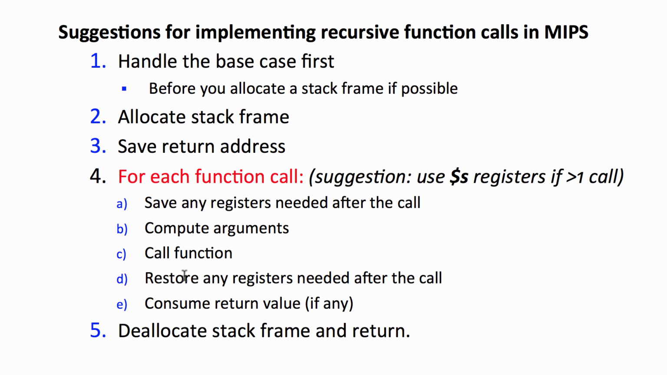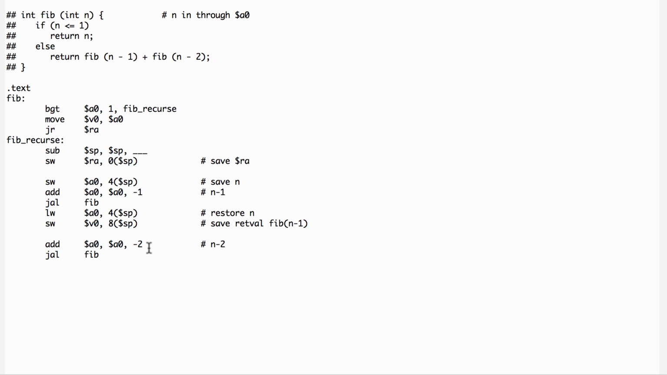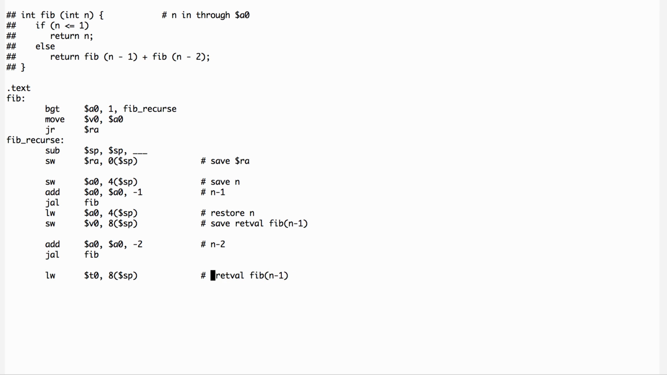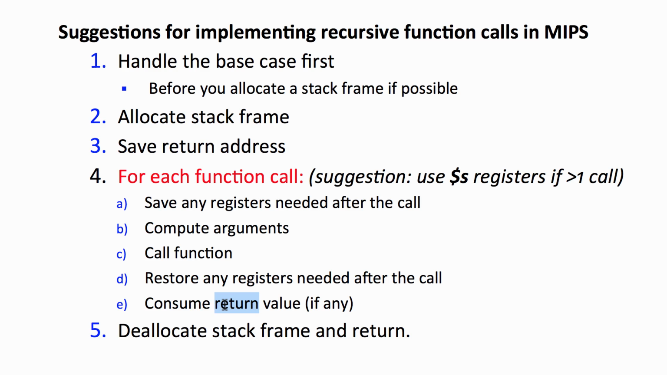We've called the function, now we need to restore any registers needed after the call. Well, we saved V0, so we want to restore that value. The trick is we can't restore it back to register V0 because if we do, we'd overwrite the return value from this call to fib. So I'm going to actually restore that to a temporary register, in this case T0. There we've got it restored. And now that we've restored it, we should consume our return value.